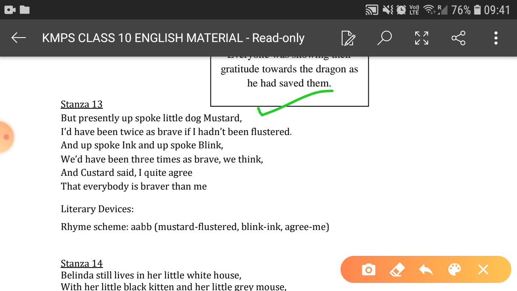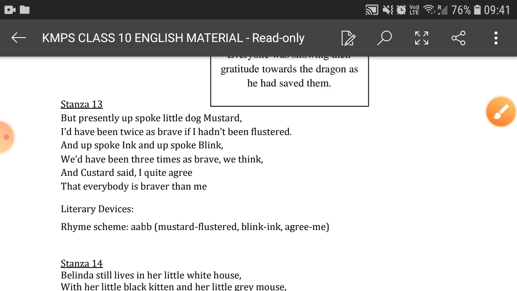And up spoke Ink and up spoke Blink, we had been three times as brave we think. And Custard said, I quite agree that everybody is braver than me.